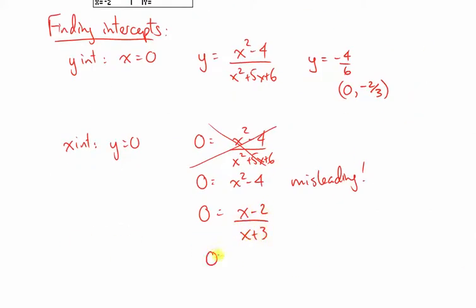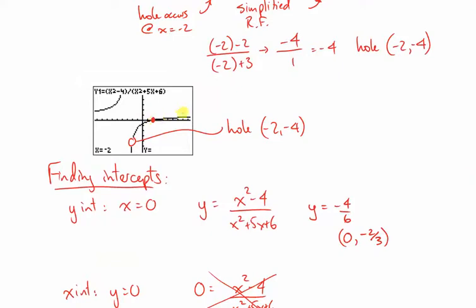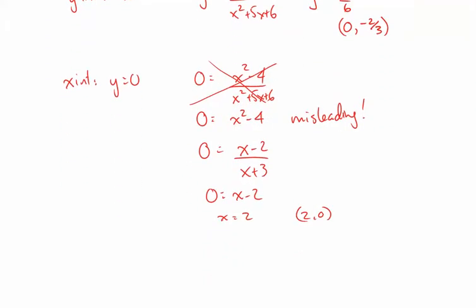So it leads to 0 equals x minus 2 and x equals 2, or 2 comma 0, again supported graphically. Look here at 2 comma 0, there's my x-intercept. There's my y-intercept. There is no x-intercept over here because that was a hole. That's the basics of how to do x and y-intercepts and about holes.